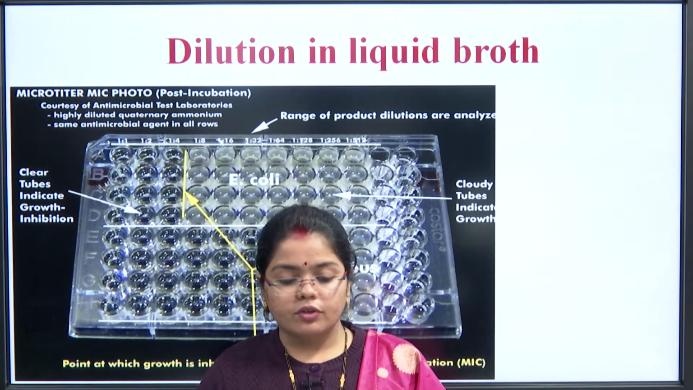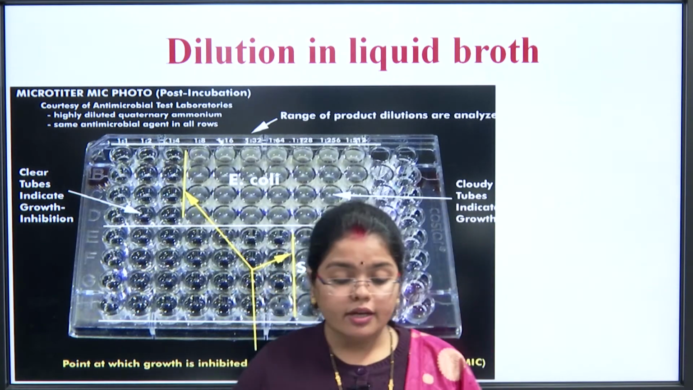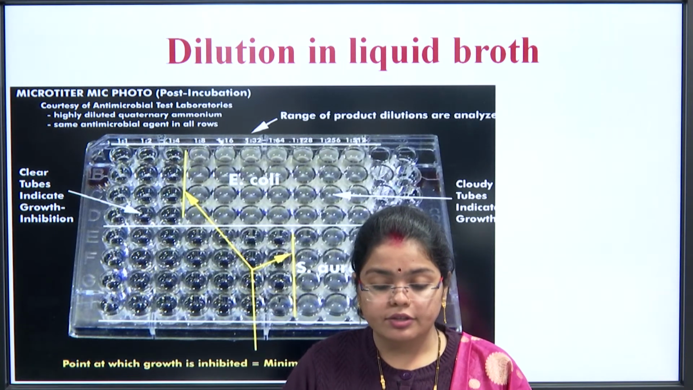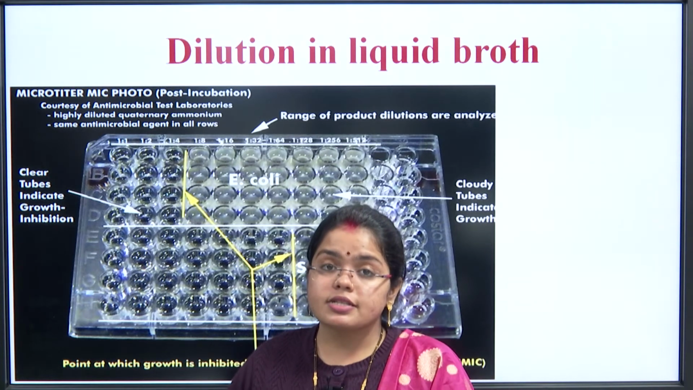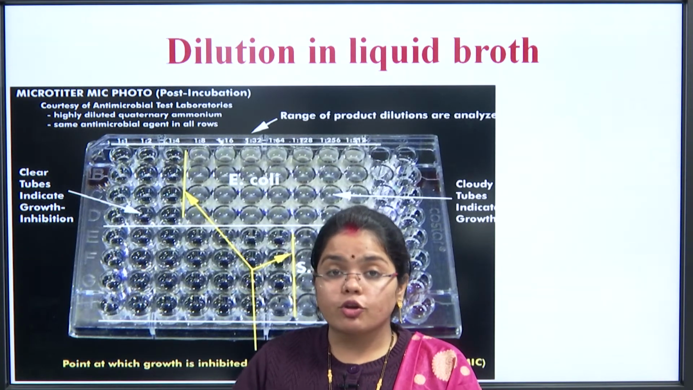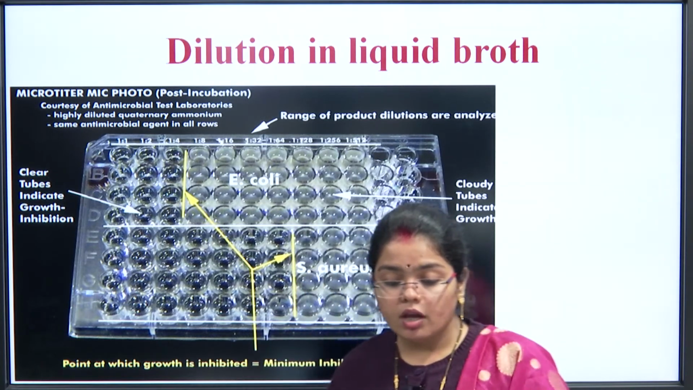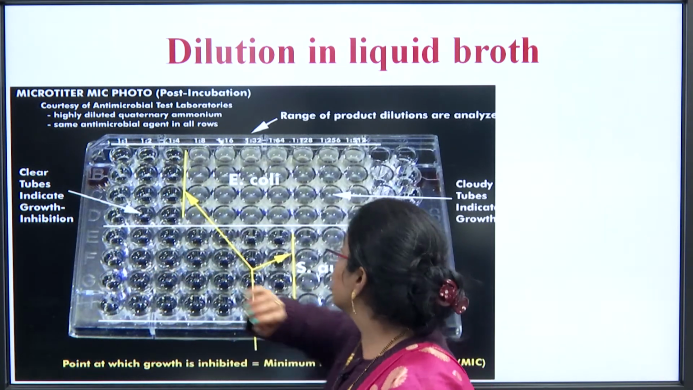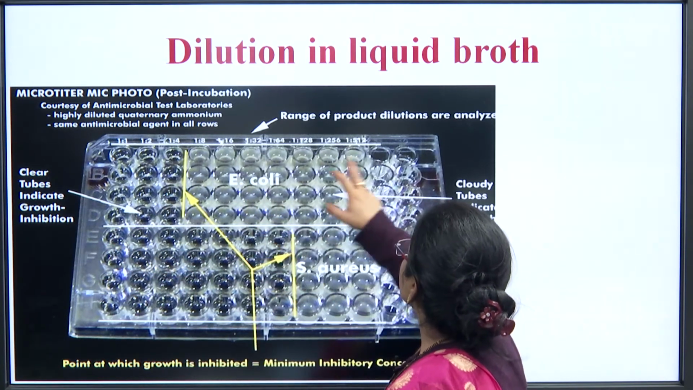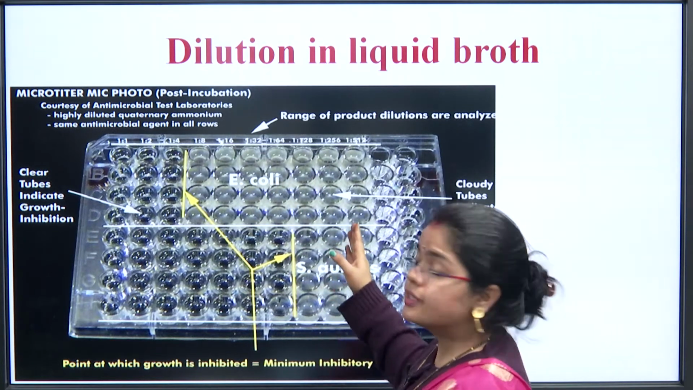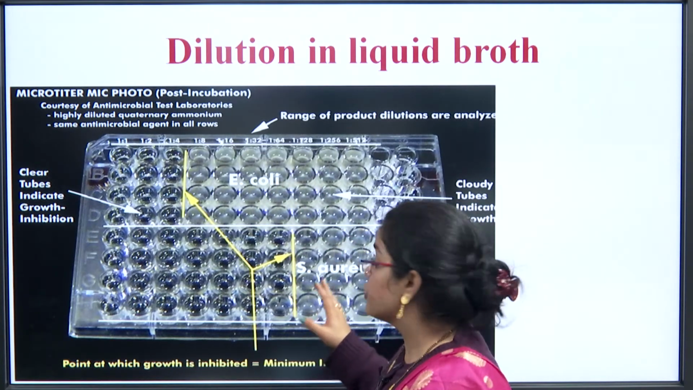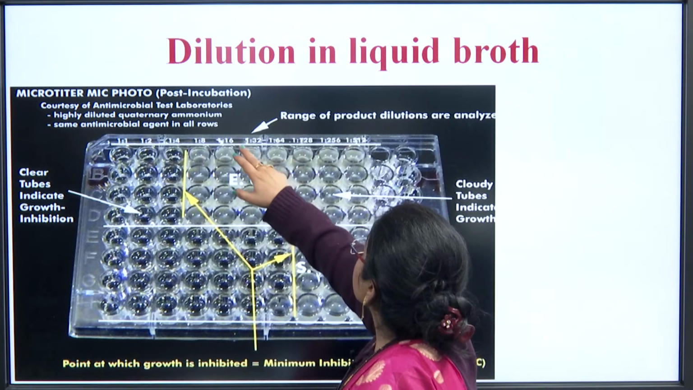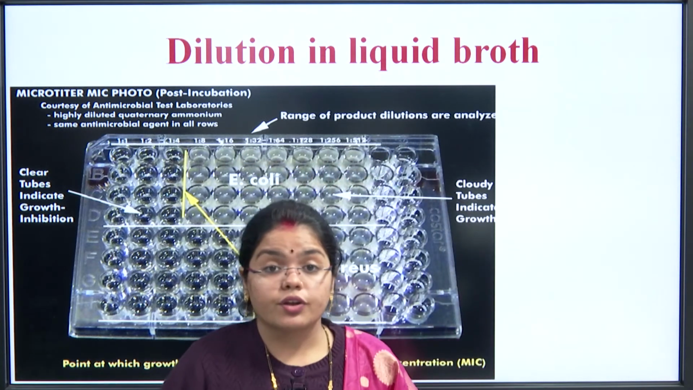Coming to the next slide. In this figure you can see the microtiter MIC plate photo, post incubation, where we have already incubated the tubes with the microorganisms and the dilution. You can see these clear tubes, indicating that growth has been inhibited, and these turbid tubes. The E. coli is present here, and this is another organism that was tested, Staphylococcus aureus. Cloudy tubes indicate growth. This is the range of dilutions being analyzed.